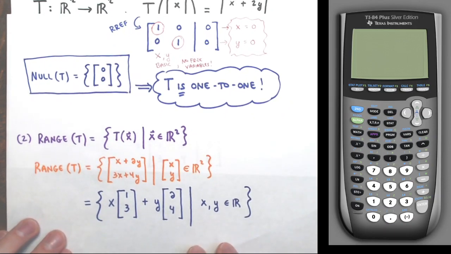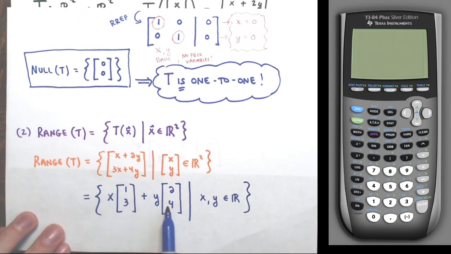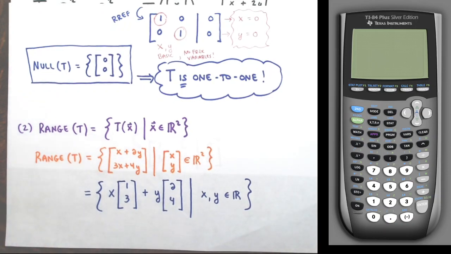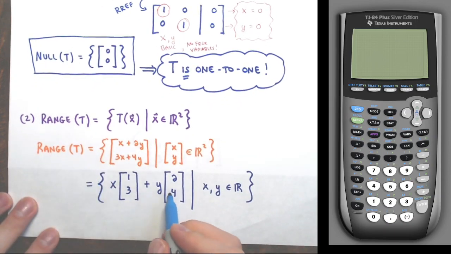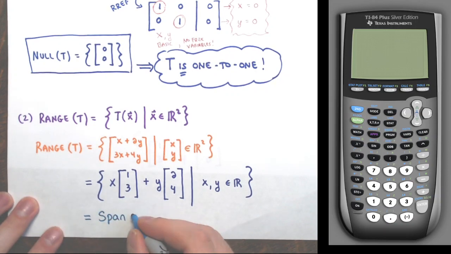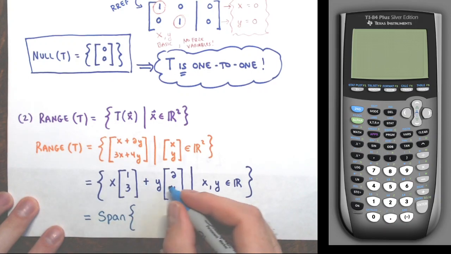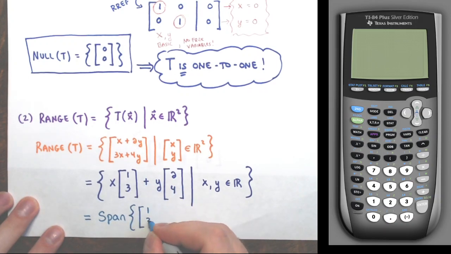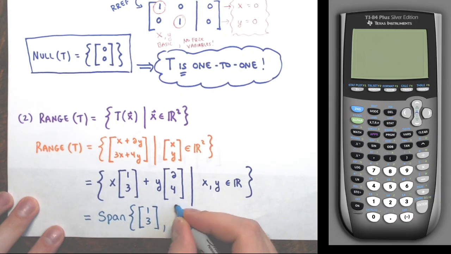So what we're seeing is that the range of this particular transformation is made up of all linear combinations of the vectors 1, 3 and 2, 4. Another way to state that the range is the set of all linear combinations of these two vectors is to say that the range is the span of the set with these two vectors in it, vector 1, 3 and vector 2, 4.